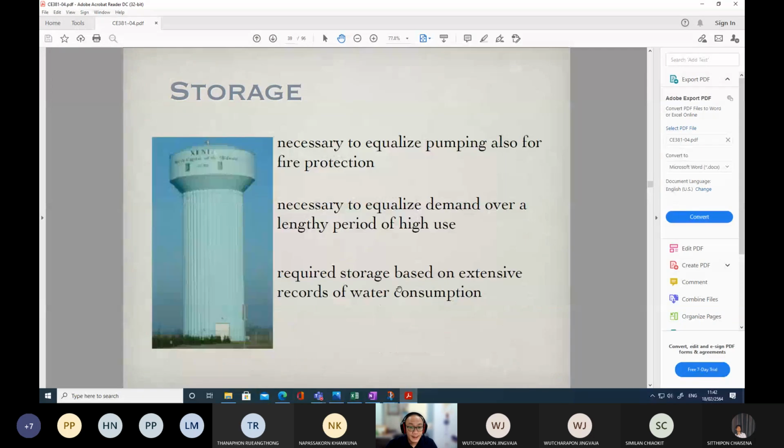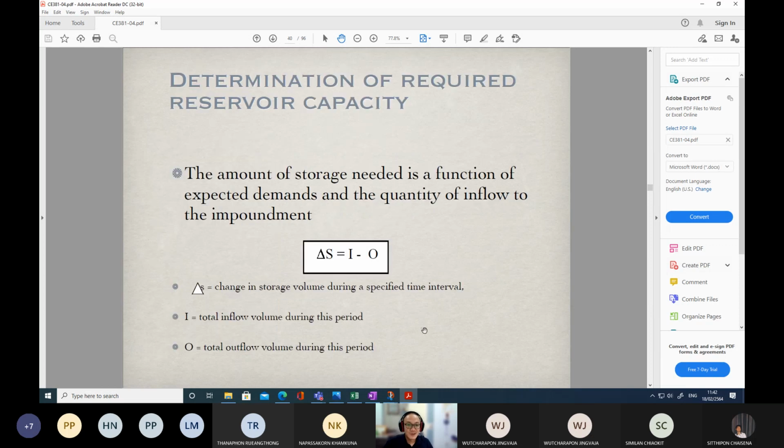And again, how we can determine the size of the storage. That is what we are going to discuss before the afternoon, before having lunch. For the size of the storage, sometimes we call it the reservoir capacity.